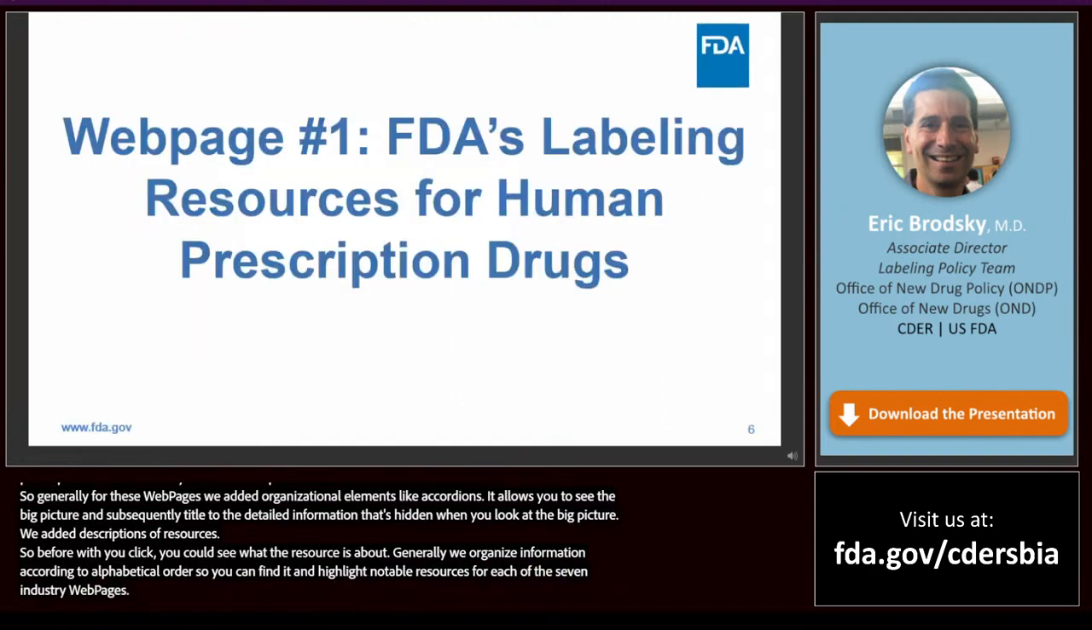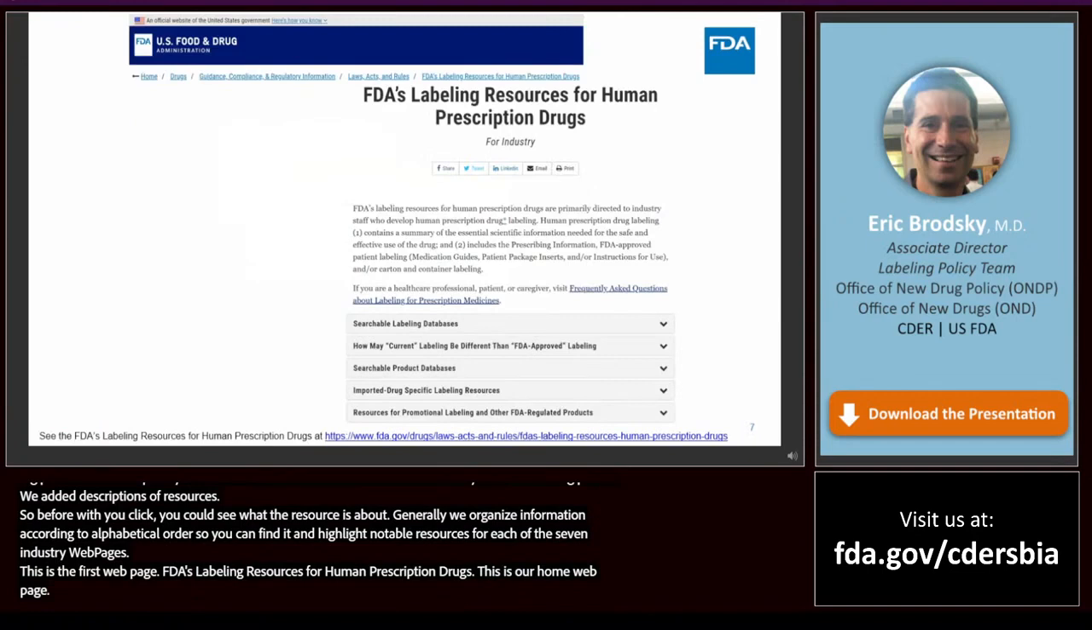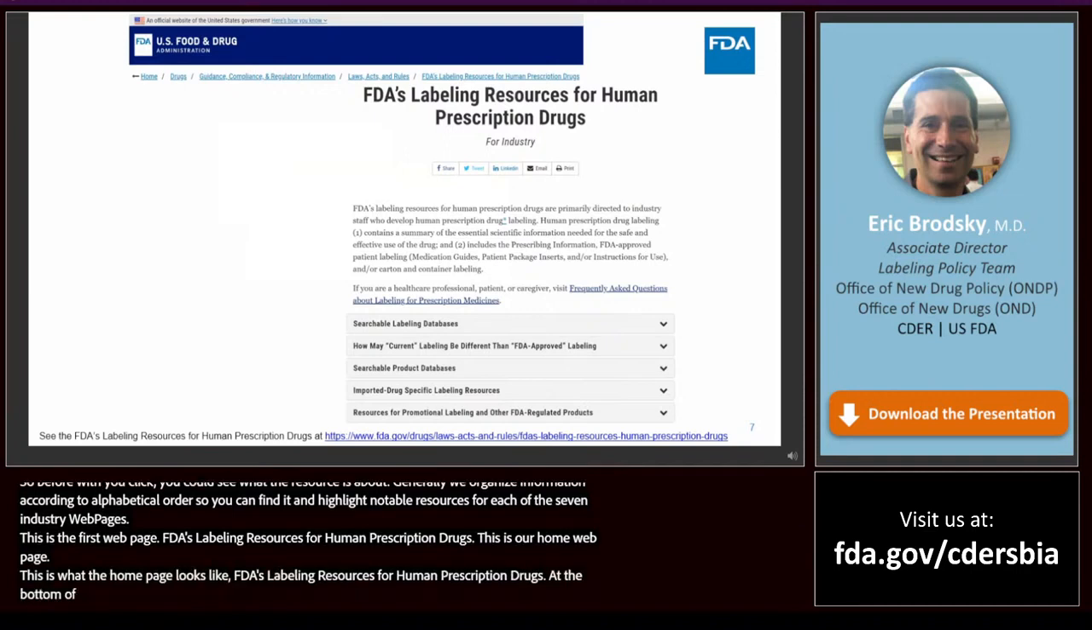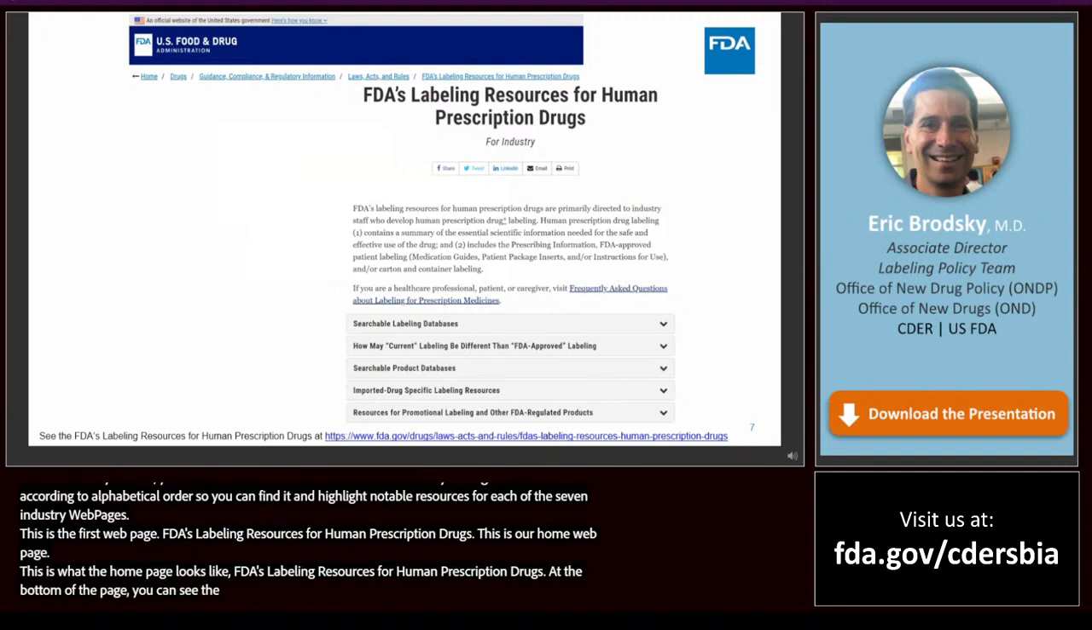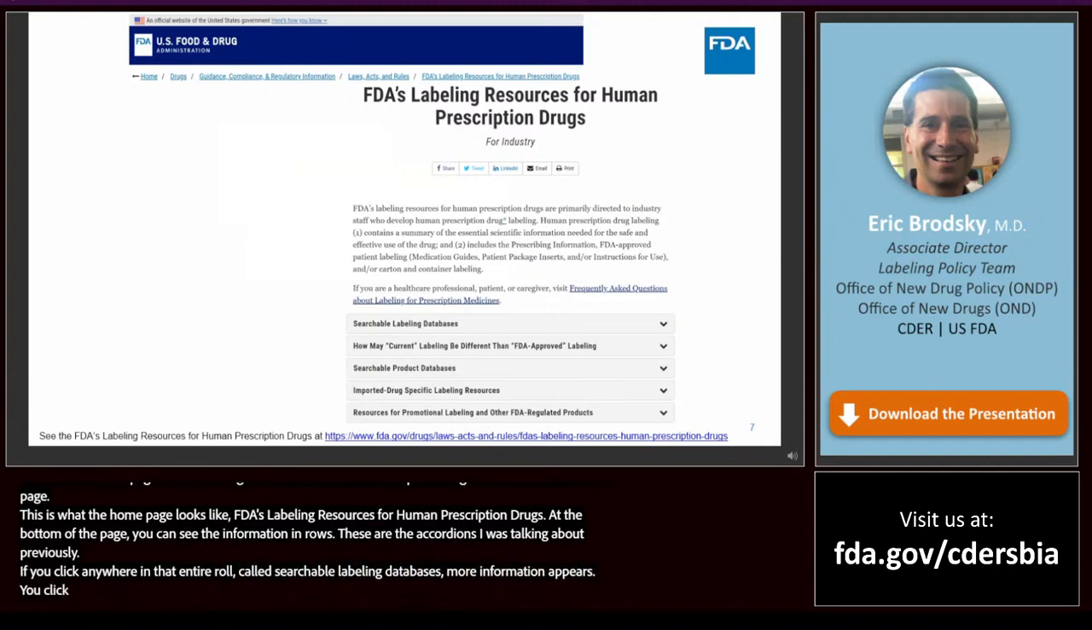Now, this is the first web page, FDA's Labeling Resources for Human Prescription Drugs. This is our home web page. This is what the home page looks like. At the bottom of the page, you could see the information in rows. These are the accordions I was talking about previously. If you click on anywhere in that entire row called Searchable Labeling Databases, more information appears. You click on it again, that information is hidden.